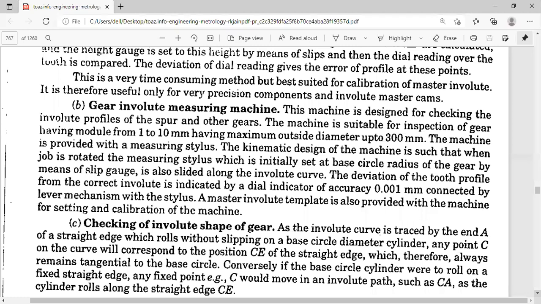So in that condition, you can say your gear has been perfectly manufactured according to the true involute. So that is not possible in the practical sense, so it may be having some deviation. What I am telling is not that this method is wrong or outdated. I'm telling that, just like profile tolerance error, there may be some errors.